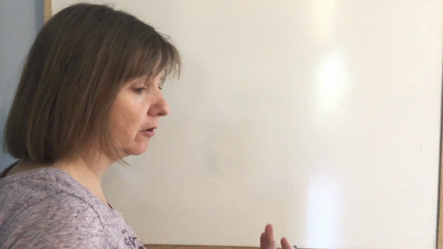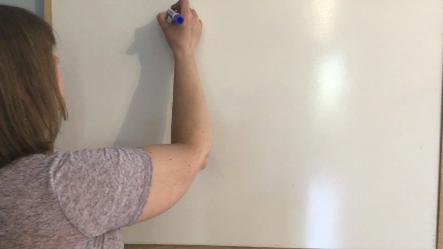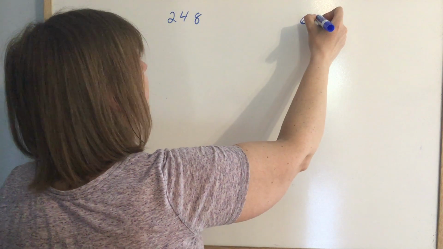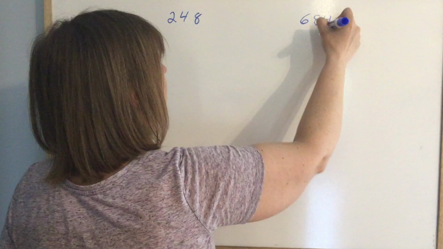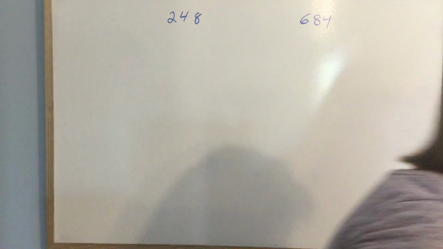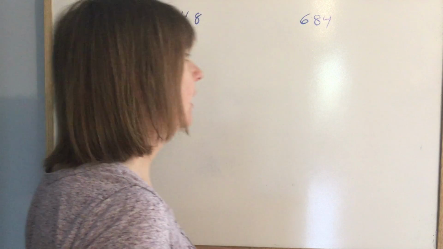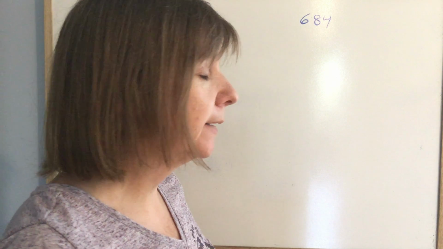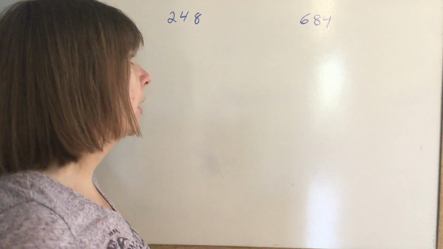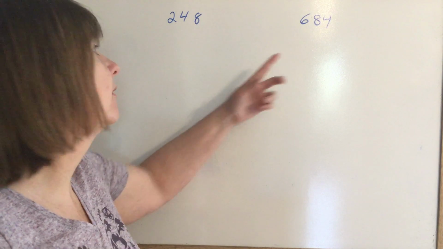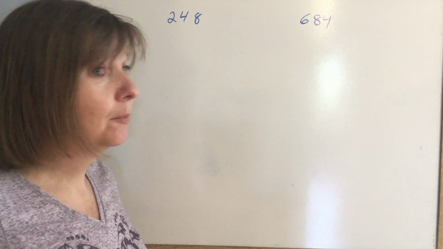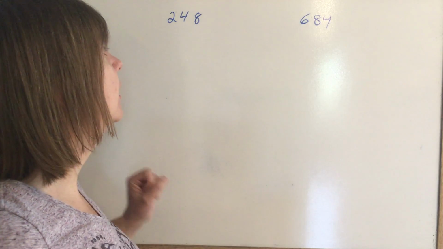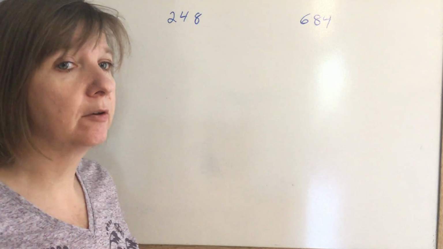And that's where we talked about tree diagrams a little bit. If I gave you 248 and 684, and asked what is the greatest common factor between the two of them? Well, you can guess if you want to, but I wouldn't recommend it. I might guess 4, because 8 is divisible by 4 and 4 is divisible by 4, but it could be way bigger than that. The greatest common factor is the biggest number that will divide into both 248 and 684.